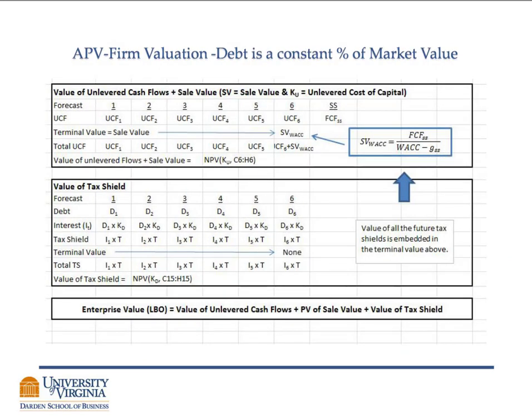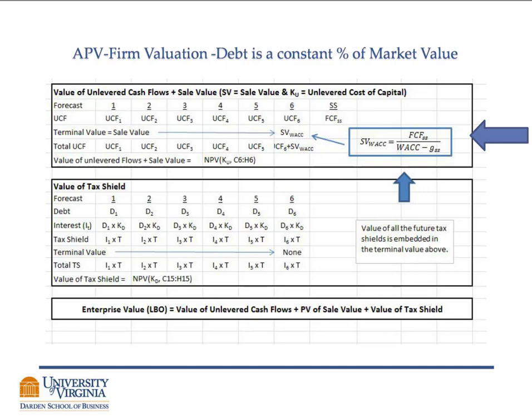Now let's see what happens in the APV model if we assume that after some steady state, debt is a constant percentage of market value. Well, we start once again. We estimate the unlevered flows out to a point in time when we reach the steady state, same as WACC. Calculate a terminal value, assuming at this point the firm has a constant capital structure consistent with the assumption we use in WACC. For the terminal value, we estimate a sale value using steady-state free cash flows, steady-state growth rate, and the firm's weighted average cost of capital. All of these flows get discounted back at the unlevered cost of capital.